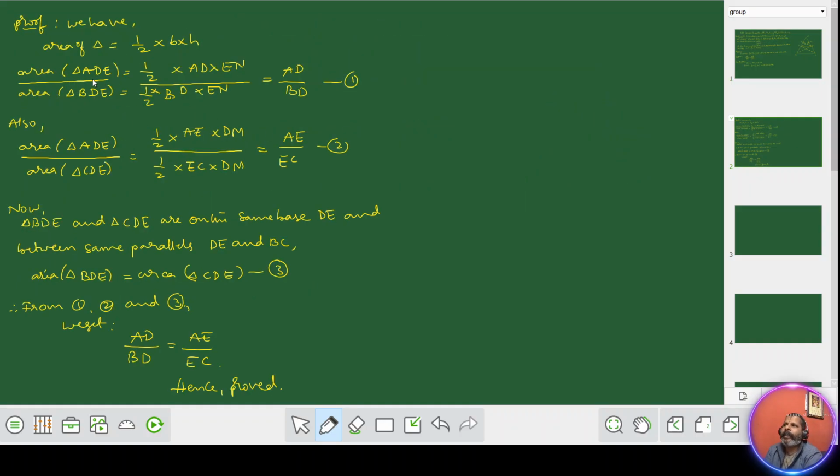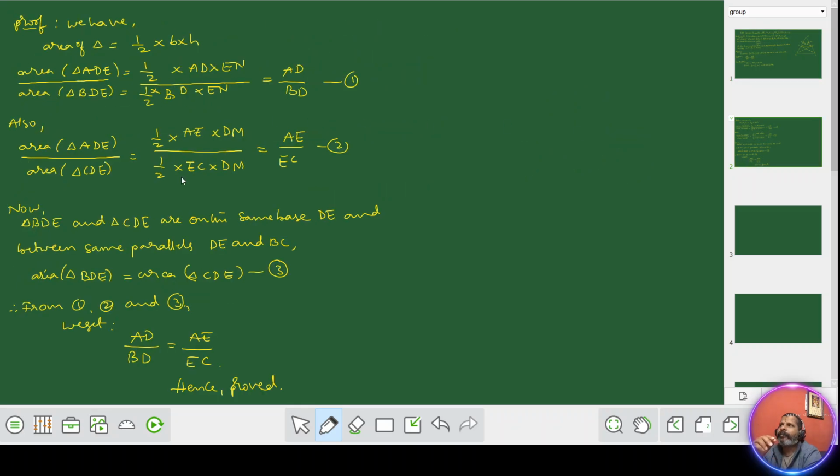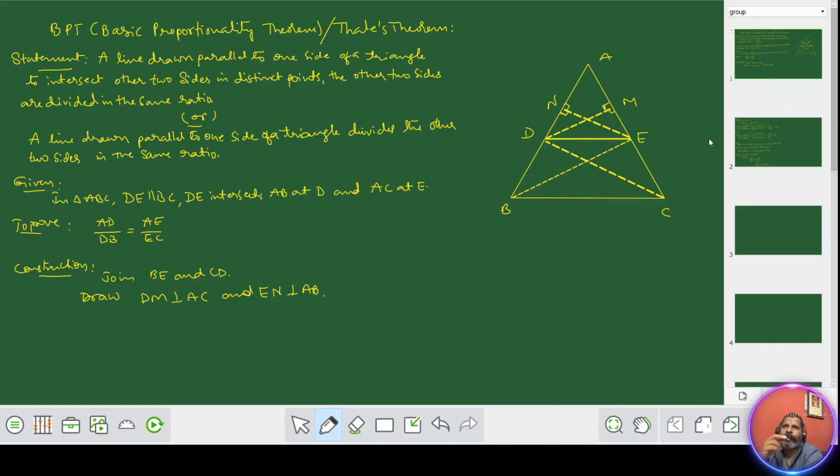Area of triangle ADE is half into base into height. Once I take AD as the base, the height should be standing on the base, remember. So area of triangle ADE is half into base AD into height EN. See what I have written: area of triangle ADE is half into AD into EN. Check out, height is EN.